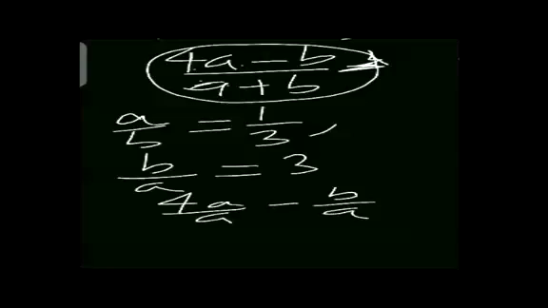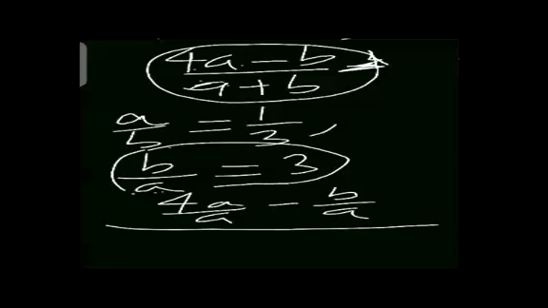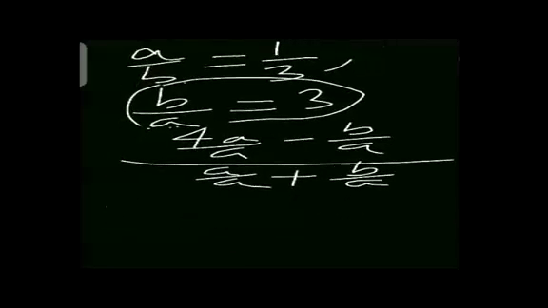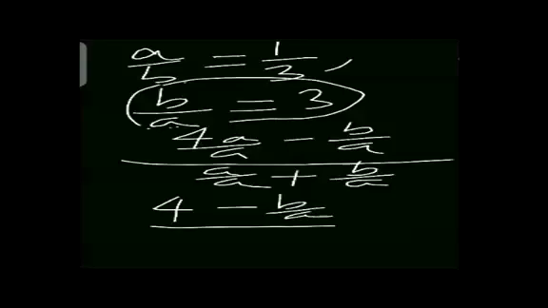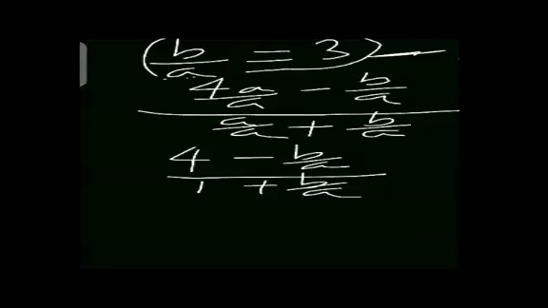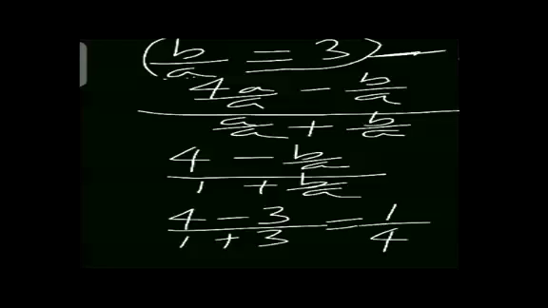Don't forget, whatever you do to the numerator, you do to the denominator. So by the time I have this, it is actually 4 minus B over A, everything over 1 plus B over A. Don't forget, B over A is actually 3 from here. So we can now say that this is 4 minus 3 over 1 plus 3. So this actually will be 1 over 4.